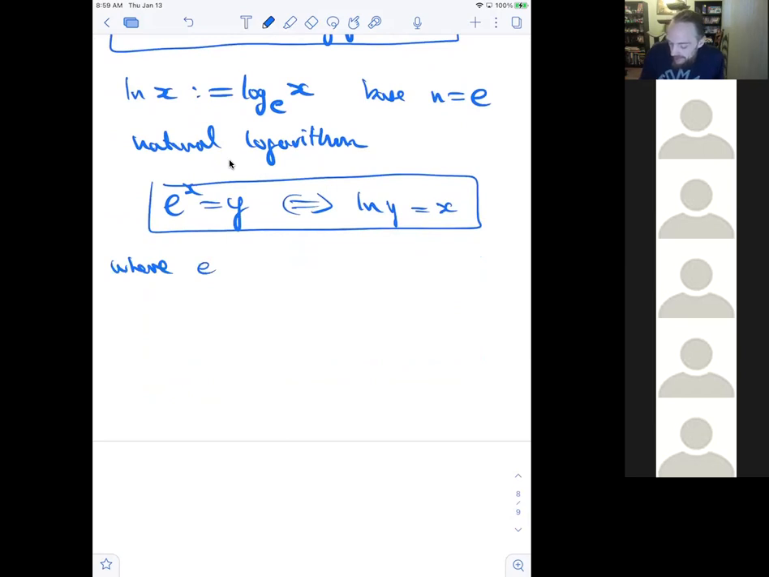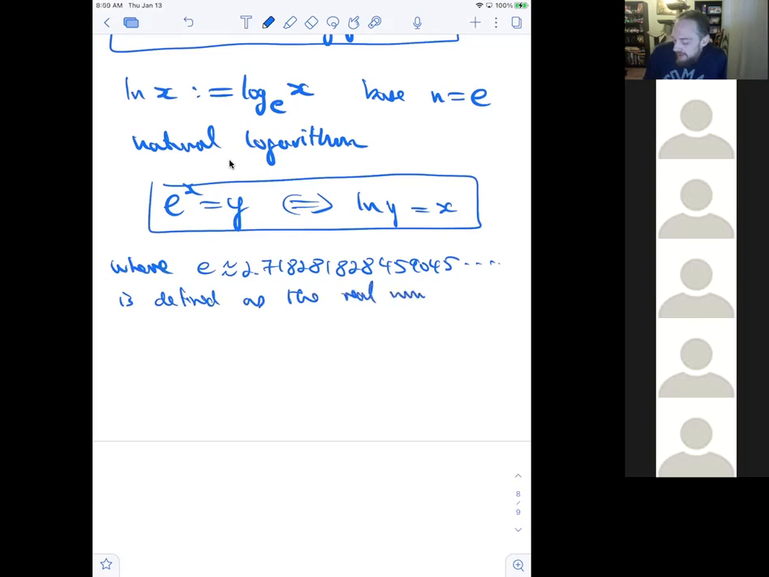e is approximately equal to 2.718281828459045, an infinite non-repeating decimal expansion. So what is this? This is defined as the real number such that the limit as h approaches zero of (e to the h minus one) over h is exactly equal to one.